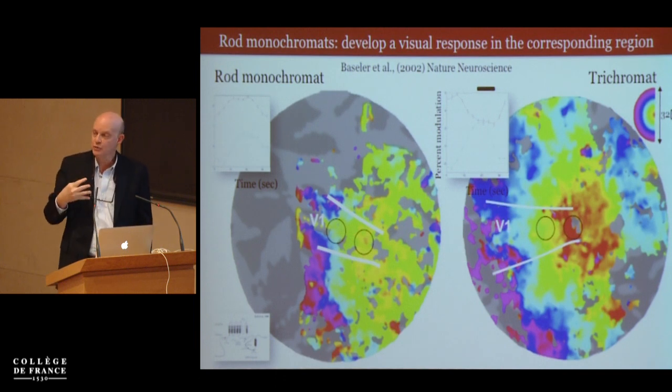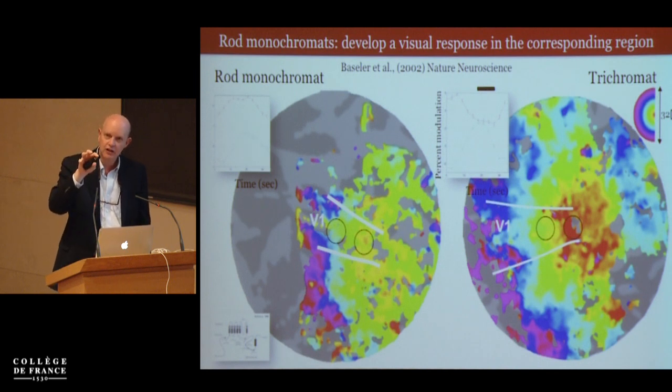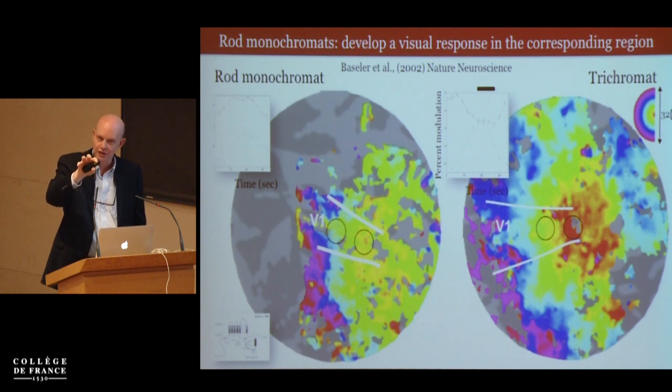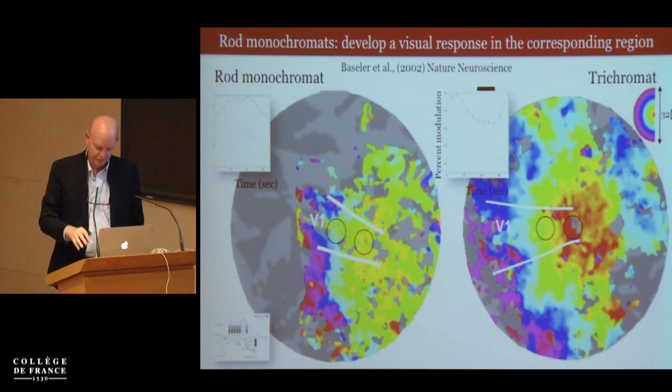So this was a case in which you could easily show with magnetic resonance imaging that there was a congenital developmental effect in which a piece of cortex that normally would have been driven by cones from the center, but there were no cones in the center, was now being driven by rods in the periphery.